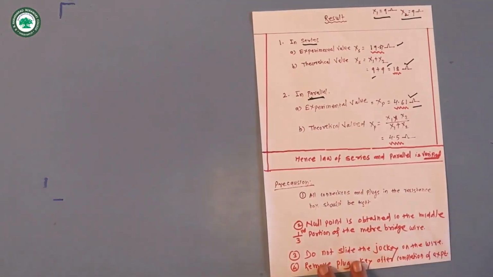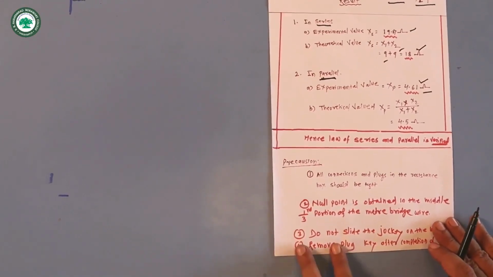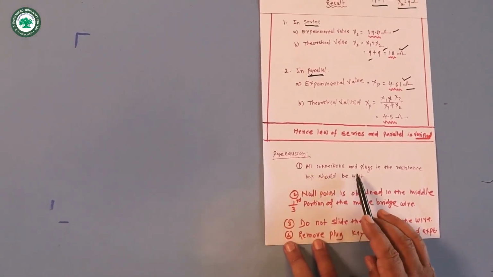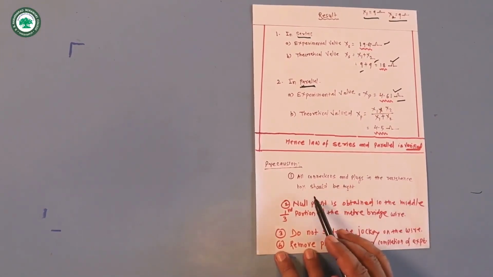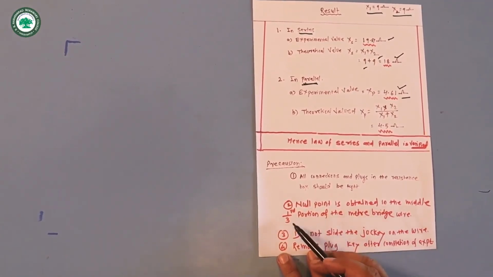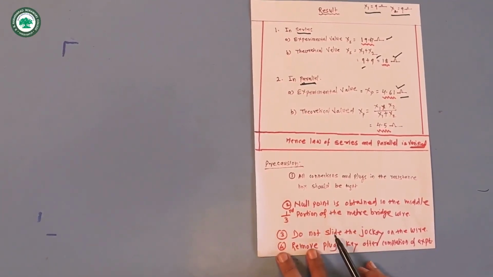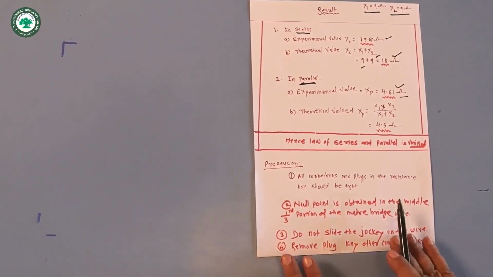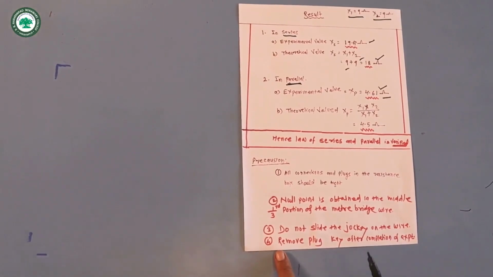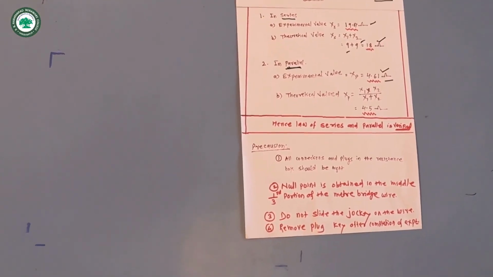Okay. Now, for examination, you have to write what are the precautions taken for performing the experiment in our laboratory. Now see the precautions. First one, all connections and plugs in the resistance box should be tight. Second one, null point is obtained in the middle 1/3 portion of the meter bridge. Third one, do not slide the jockey on the wire. And lastly, after finishing the experiment, remove plug key after completion of experiment. Okay, thank you.